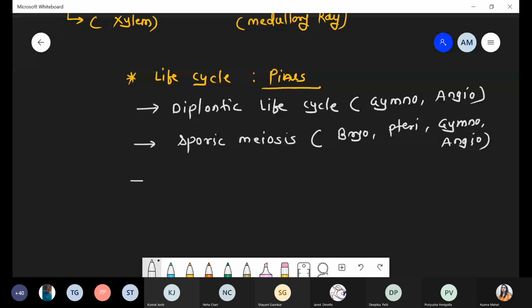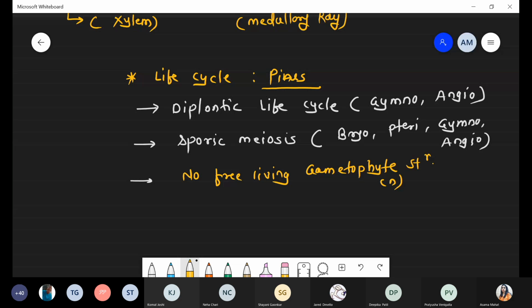Next point: whenever we talk about free living existence of the gametophytic body, independent existence, here there is no free living gametophytic body present. It is haploid in nature, because we already discussed that in bryophyta the gametophyte is dominant, in pteridophyta the sporophyte is dominant, and even in gymnosperms the sporophyte is dominant. So the gametophytic body does not show free living or independent existence.